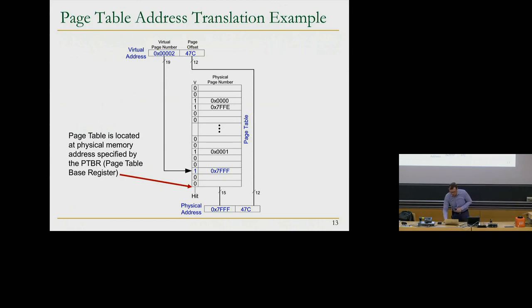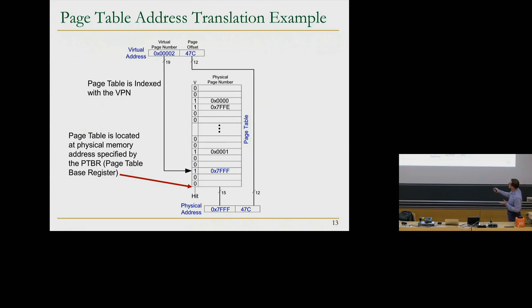Basically, first, we need to index the page table using the virtual page number. In this case, virtual page number is 2, and this is the page table base register. What we need to do is add to the page table base register the virtual page number 2 times the size of a page table entry, so that we can access the appropriate page table entry in the page table.